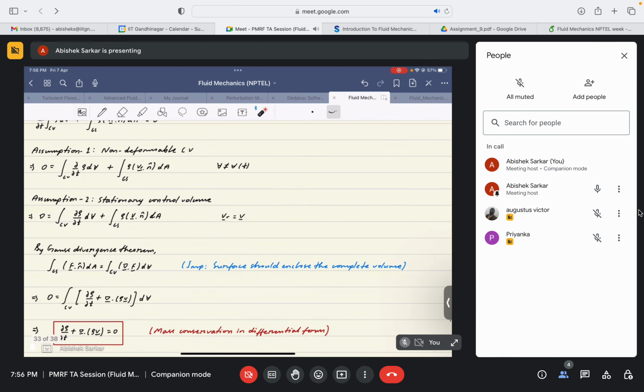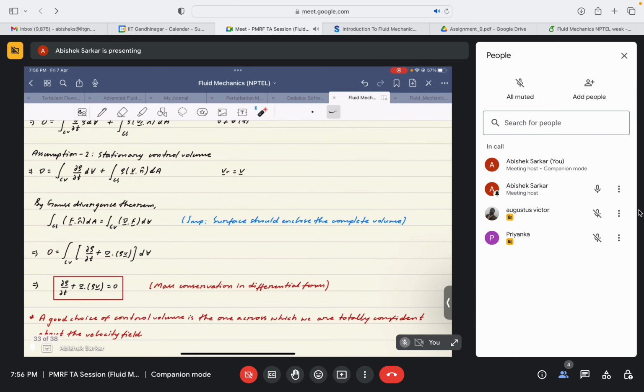So this is the final form of the equation after implementing these two assumptions, a non-deformable control volume and a stationary control volume. Now, I guess you know the Gauss divergence theorem, like you might have encountered in your vector calculus or mathematics course. You might have encountered this form of the transformation, which is known as the Gauss divergence theorem.